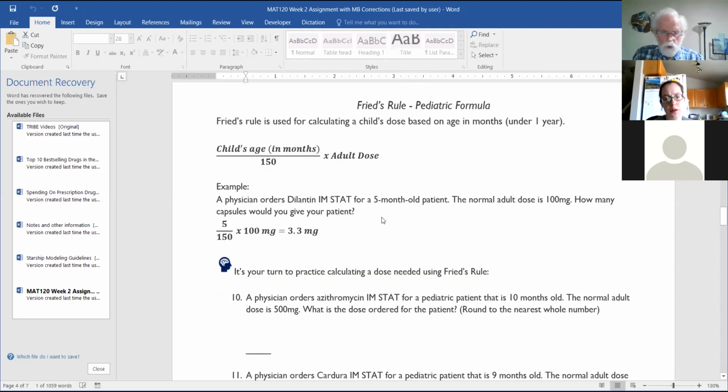So again, we would set this up and look at this problem. The first one here, we have a 10-month-old patient, so 10 over 150 times 500. Look at the result. If the result of rounding to the nearest whole number is not very much different, is not approaching 10%, round it off. If it is, don't round. That's a safety issue. The last thing we need is overdosing a baby.